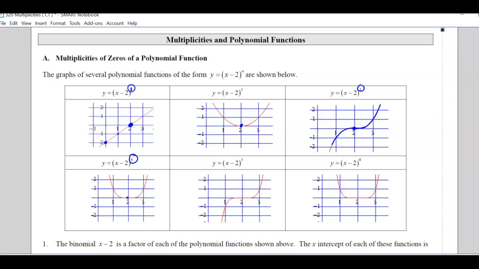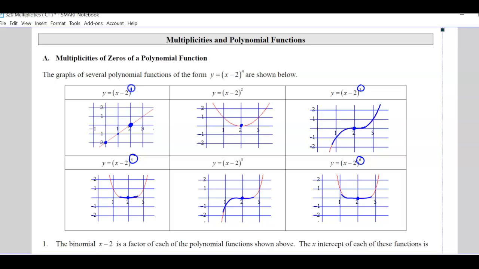Exponent of 4. Looks kind of similar to the exponent of 2, except it's kind of wider at that x-intercept. Exponent of 5, x-intercept of 2, kind of looks like exponent of 3, but again flatter. Okay, so flatter at that x-intercept. Okay, and then exponent of 6. Same x-intercept, again flatter at that x-intercept.